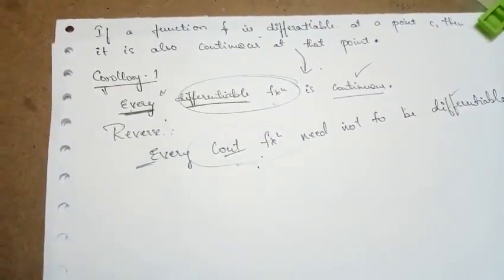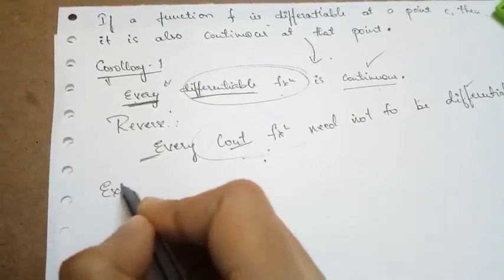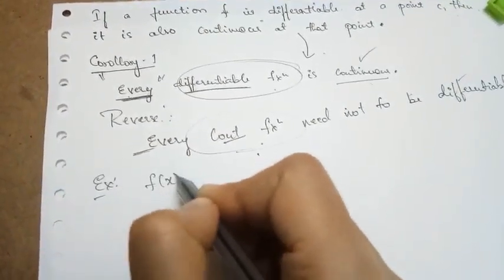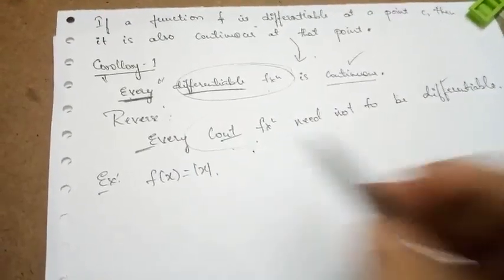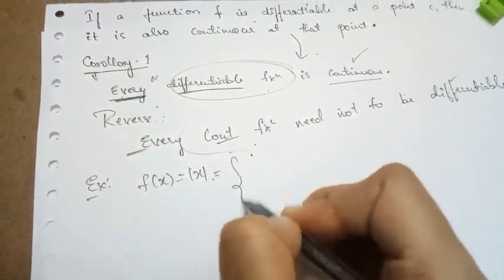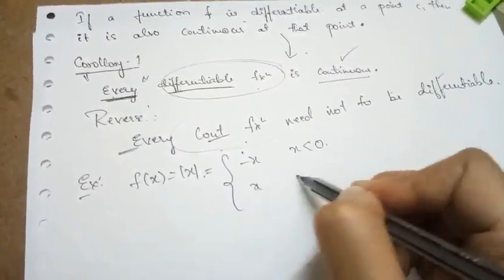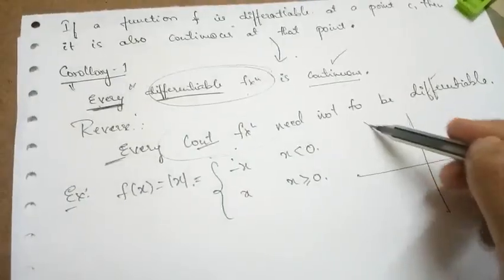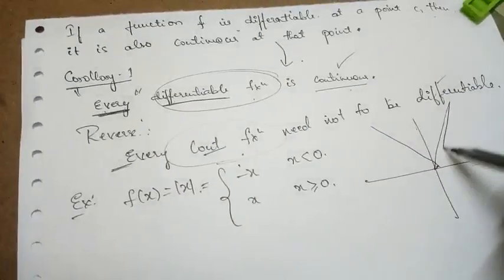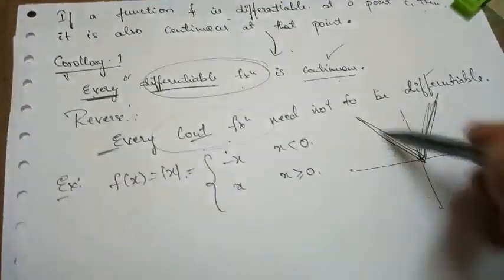To show that every continuous function need not be differentiable, I'll consider one example. Say I will consider a function f of x equal to mod x. Everyone is already familiar with the modulus function and how it is defined. It is minus x when x is less than 0 and x when x is greater than or equal to 0. How will the function graph be? This is the graph. Sorry, I'm not that good at drawing.